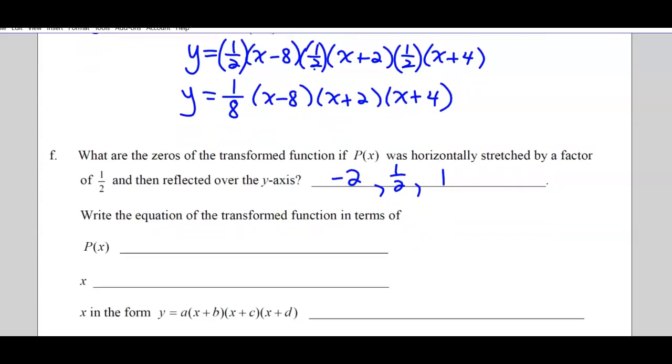Okay, write the equation of the transformed function in terms of p of x. So that's just in terms of your transformations. You start with y equals p of x. Now we are horizontally stretching by a factor of a half, so I'm going to replace this with 2x. And then reflecting over the y-axis changes the sign of x. So I can put that right out front because when you replace x with -x, that's where it's going to end up showing up.